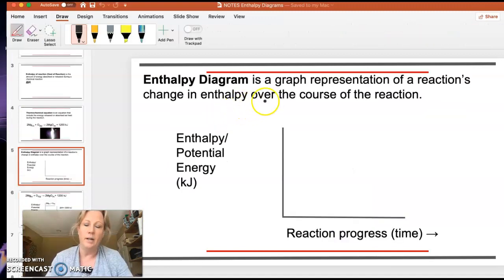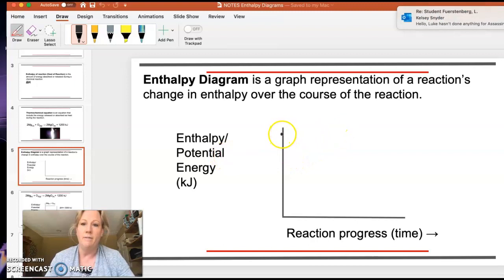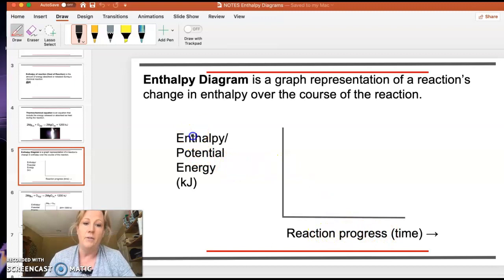So now I want to show you what an enthalpy diagram is. This is a graphic way of representing how the reaction's enthalpy, you can think of that as the potential energy, is changing over the course of a reaction. The diagram itself doesn't really have many numbers. It's really a rough sketch. The x-axis is going to be time, or as the reaction progresses, and then the y-axis is enthalpy.